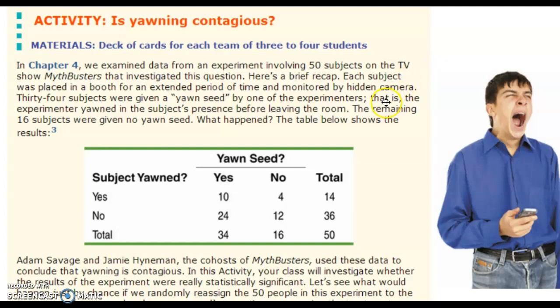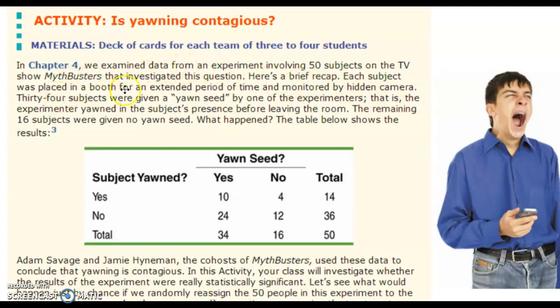Did you just yawn? Did you? Because I yawned and you saw that picture? Well, to investigate this, the people on the show Mythbusters conducted an experiment. Basically, each subject was placed in a booth for an extended period of time and then monitored by hidden camera.